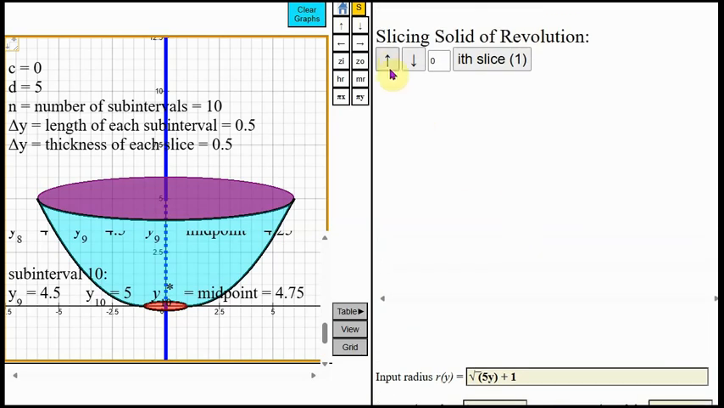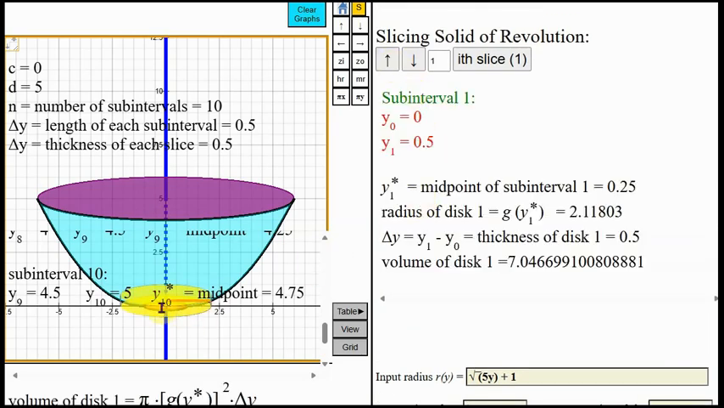And so for the first slice, I'm going to estimate it with this cylinder right here. And this cylinder also has the same thickness as the slice. And so the slice has a thickness, or delta y, of a half. And so the cylinder here is also going to be a half. And so the thickness of the slice, or the height of the cylinder, will be a half. And then we also need the radius for this slice right here. And so to get the radius, what we need to do is find the distance from the y-axis to the graph.